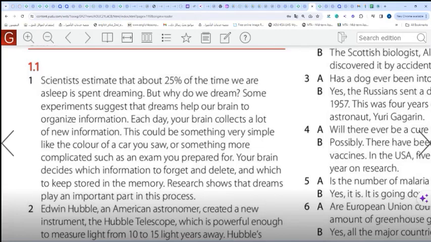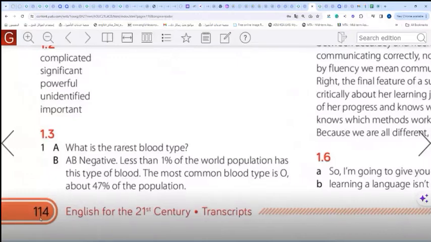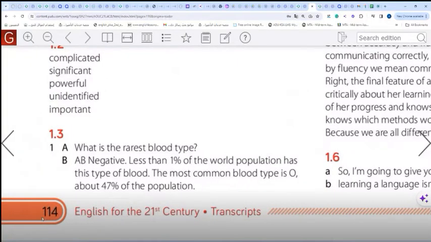Teacher, I'm sorry, what is the page number? The page number is 114. Okay.